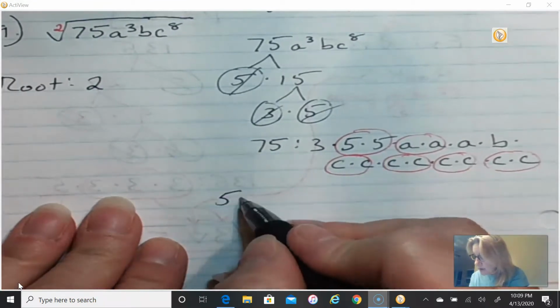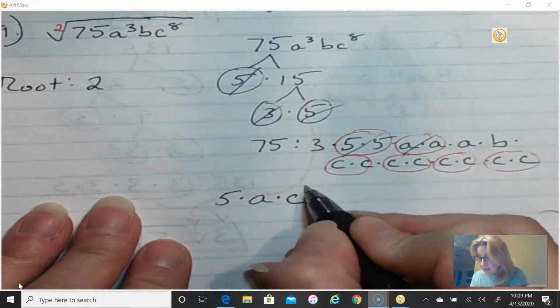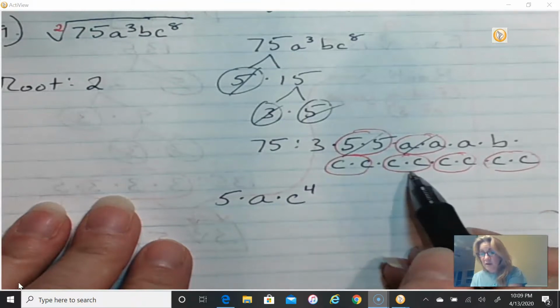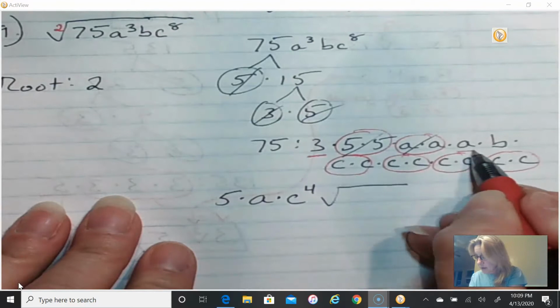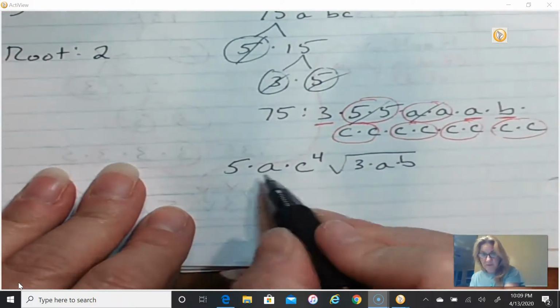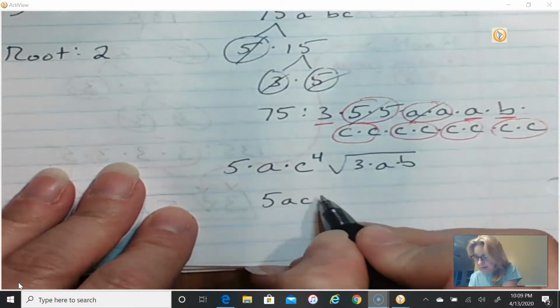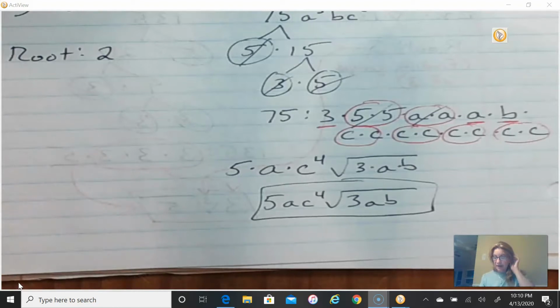So I have 5 times A. If you want, you can cross that out. And I have 4 C's. 4 groups of C's. 1, 2, 3, 4. Times the square root of whatever is left over. 3, A, and B. 3 times A times B. Now, 5 times A times C to the 4th power is 5AC to the 4th power times square root of 3AB. If you need to rewind this, go ahead and look at it again. If you have questions, and I'm serious, you need to take it upon yourself to rewind this if you're confused. And then pause it, watch it, and pause it after each step so that you really analyze each step.